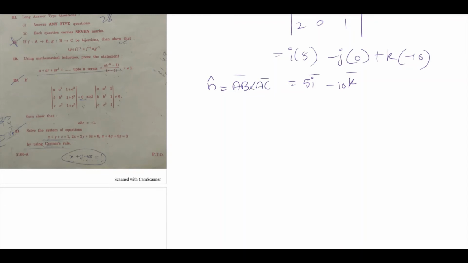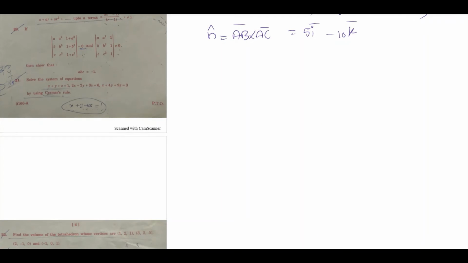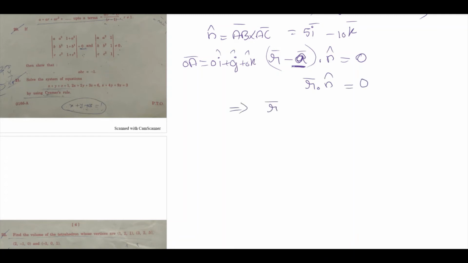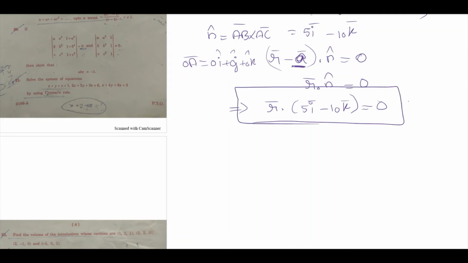Now the vector equation of the plane will be (r bar minus A bar) dot n cap equals 0. Since my position vector OA bar equals 0i plus 0j plus 0k, what I get is r bar dot n cap equals 0. That implies r bar dot (5i minus 10k) equals 0. So this is the vector equation of the plane now.